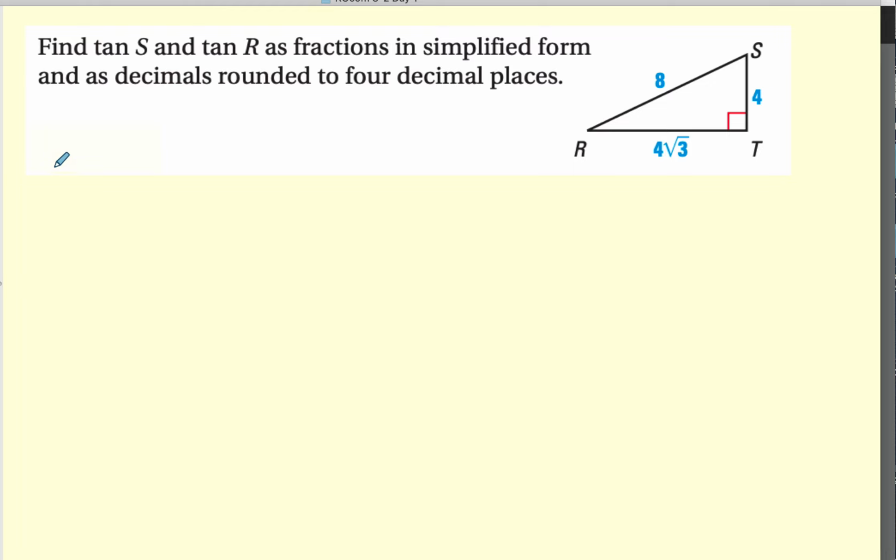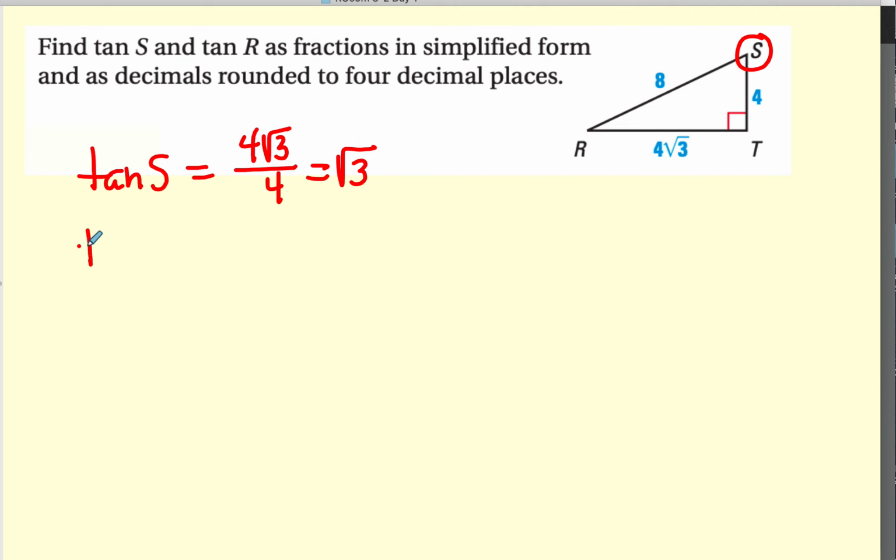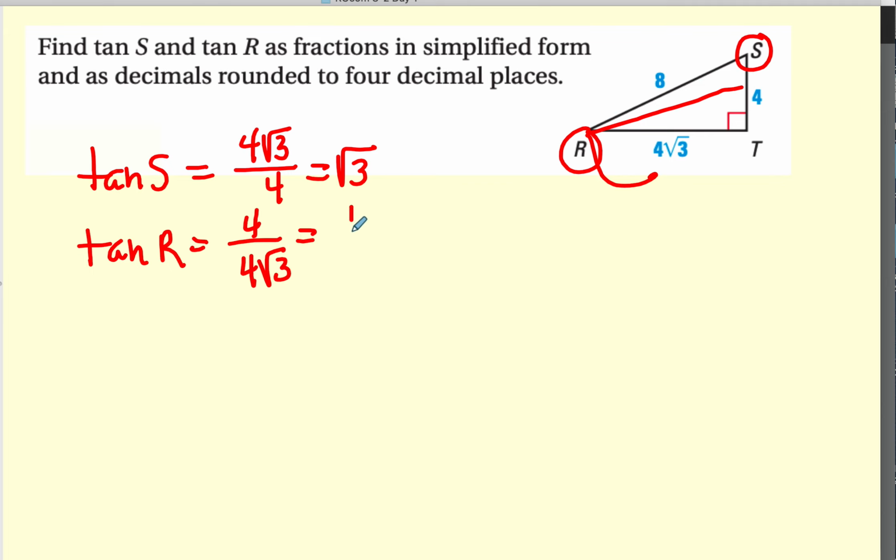Let's go ahead and practice finding the tangent of S. Notice I said the word tangent, and we want a ratio. Here's S, and the leg opposite is 4√3, and the leg adjacent to it is 4, and when we reduce, that is √3. Let's find tangent of R. This is R, and the opposite will be 4, and the adjacent is 4√3, and when we reduce it, that is the reciprocal.